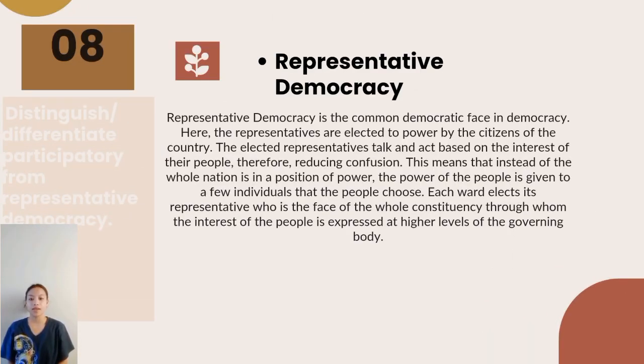Representative democracy. Representative democracy is the common democratic phase in democracy. Here, the representatives are elected to the power by the citizens of the country. The elected representatives talk and act based on the interests of their people, therefore reducing confusion. This means that instead of the whole nation being in possession of power, the power of the people is given to a few individuals that the people choose. Each ward elects its representative, who is the face of the whole constituency, through whom the interest of the people is expressed at higher levels of the governing body.